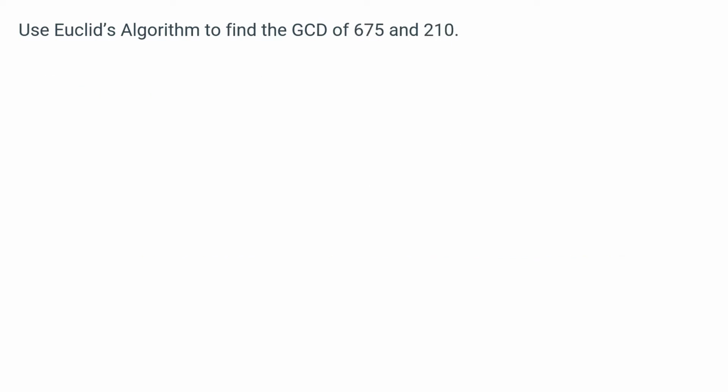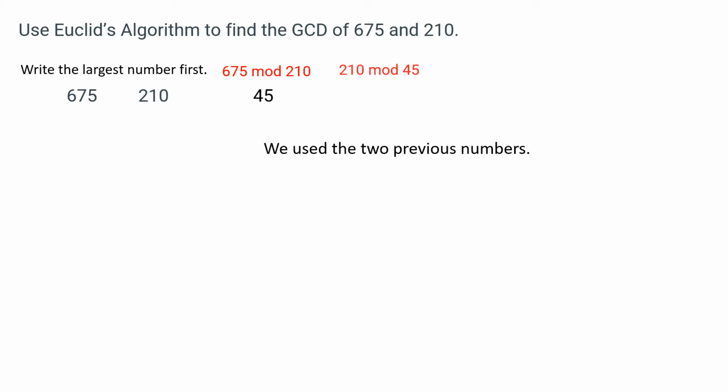Okay, let's do another example: 675 and 210. We'll start by writing the largest number first, and then we're going to take those two numbers, take the largest, and do a mod operation on the smaller one. So we have 675 mod 210, and that ends up being 45.